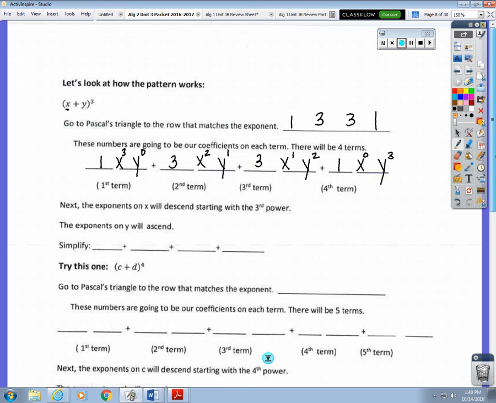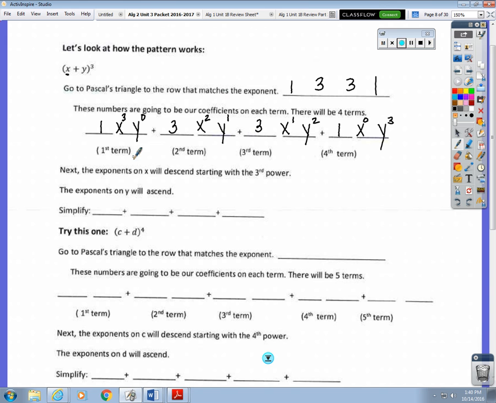Now from here, you just simplify. And what I mean by that is, is there really a need to write a coefficient of 1? No. So I would write x cubed. What is y to the 0 power equal?